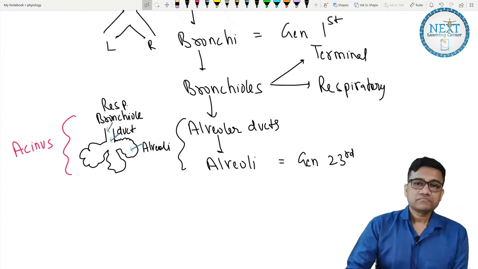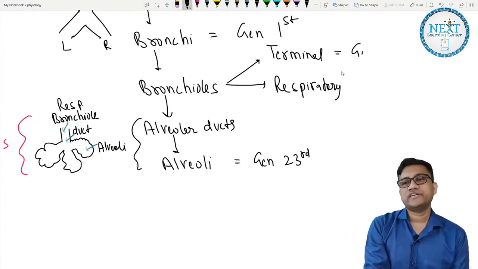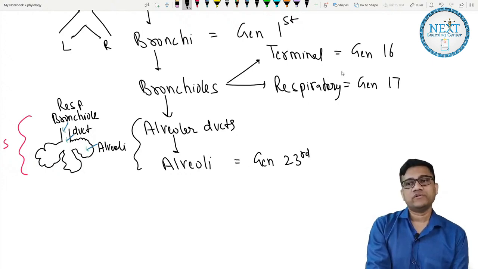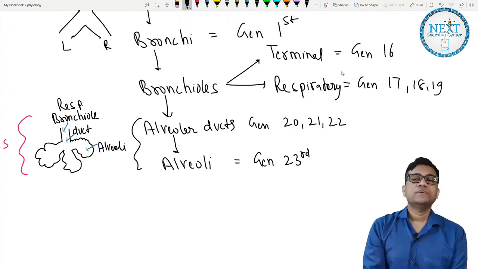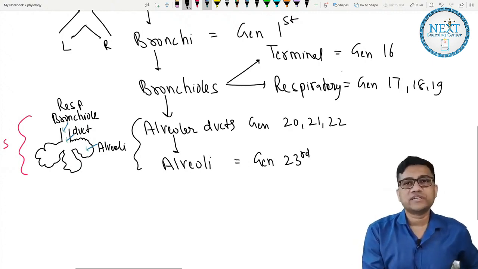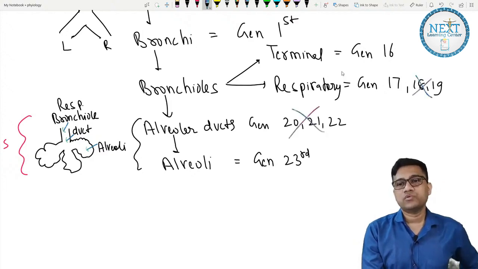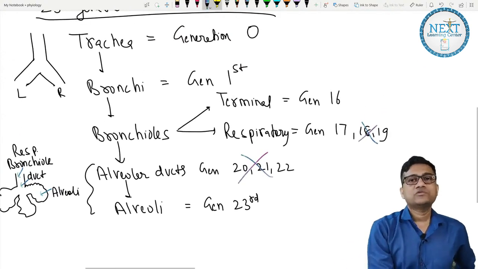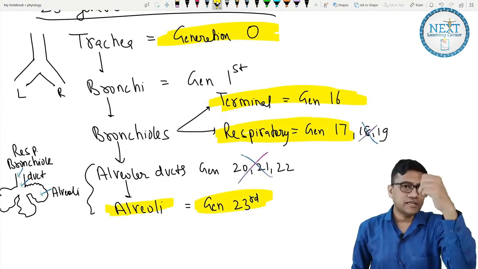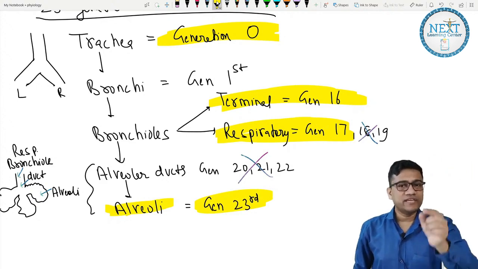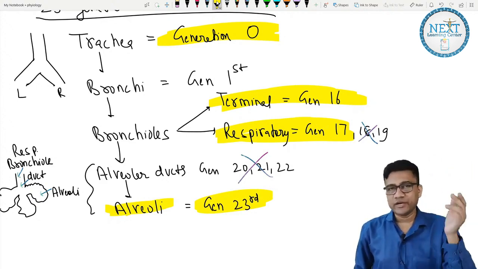So let's start now. First is terminal bronchiole, which is generation 16, and it is generation 17th onward, so 17, 18, 19, and then generation 20, 21, 22. But if you don't remember them, you can ignore. So I'll just cut them with the pen. Ignore. Just remember the ones I'm highlighting. Remember generation 0, 16, 17, 23 alveoli. That's it. So 0 trachea, 16 terminal, 17 respiratory start, and 23rd is alveoli.